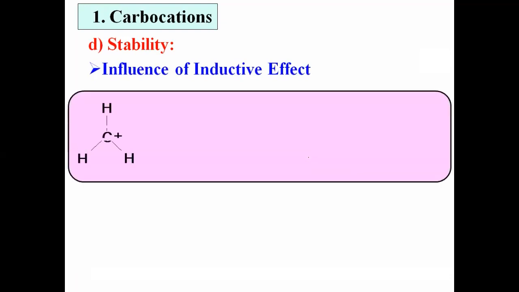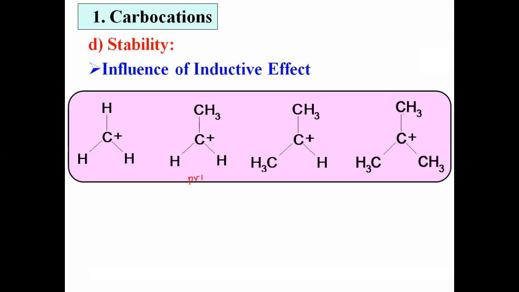Take a simple example. Suppose carbon is attached to 3 hydrogens, and it has a positive charge, it is called methyl carbocation. Then second example, suppose 1 hydrogen is replaced by a methyl group, it becomes primary carbocation. Again, if 2 hydrogens are replaced by 2 methyl groups, it becomes secondary carbocation, while if 3 methyl groups are attached to the central carbon, it becomes tertiary carbocation. These are some examples of carbocation.